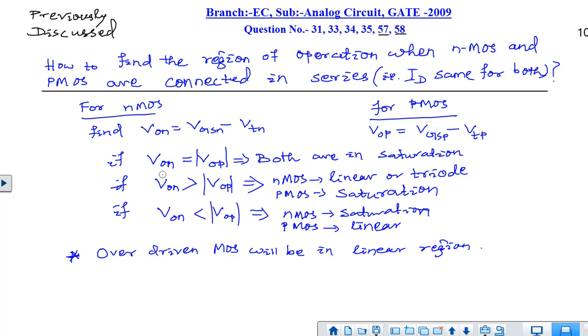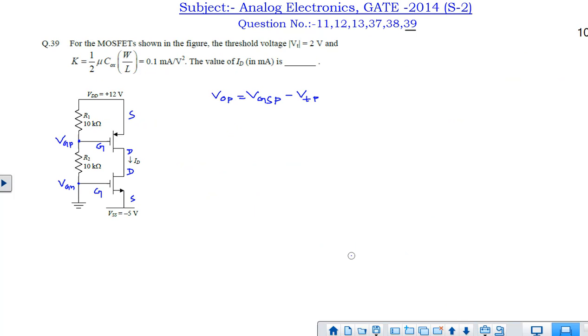Now we have to check: if both the voltages are equal, that is VON is equal to VOP, then both will be in the saturation region. Otherwise, the transistor with the higher voltage will be in the linear region. So if NMOS has the higher voltage, NMOS will be in the linear region and the other transistor will be in the saturation region, and vice versa. So the conclusion is that the overdriven transistor will be in the linear region. So here we will try to find out VOP and VON.